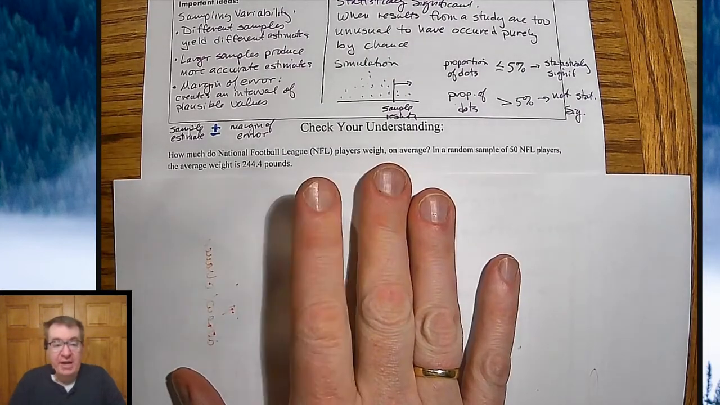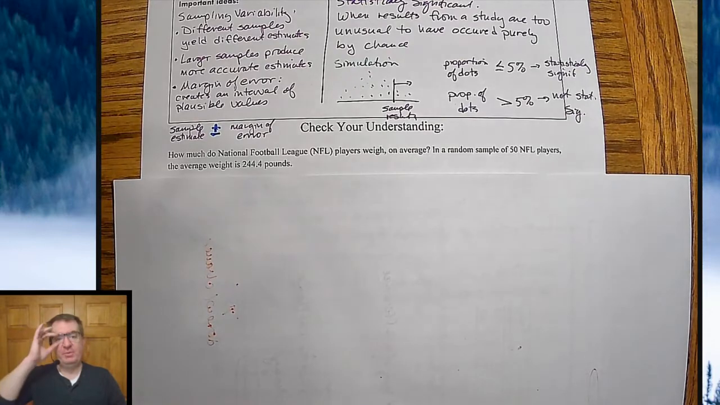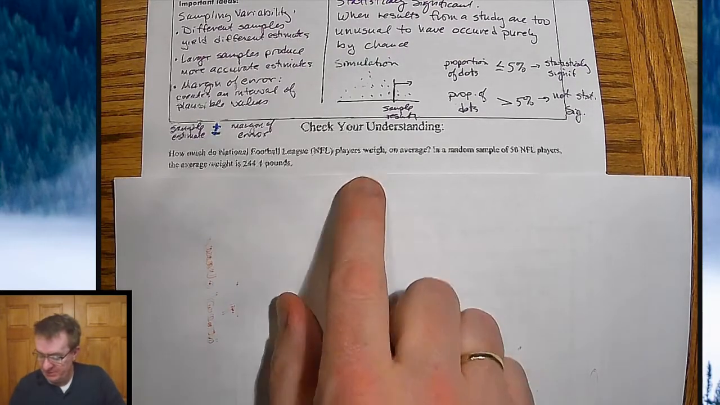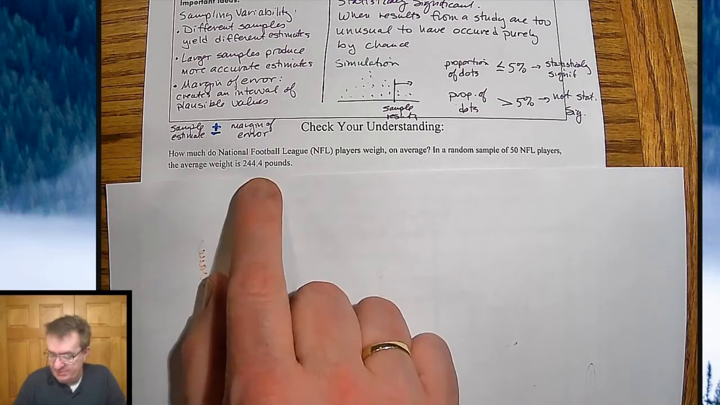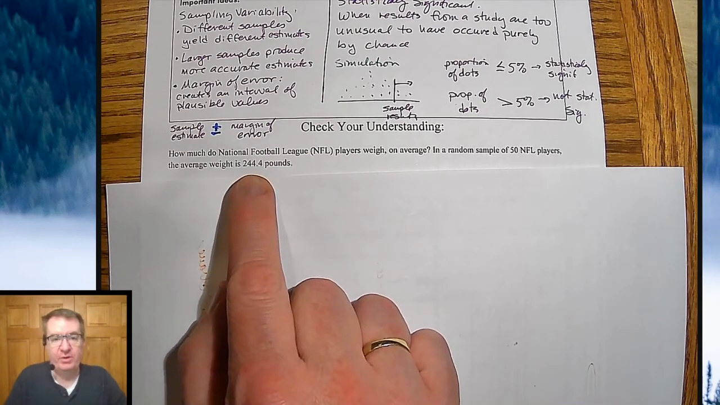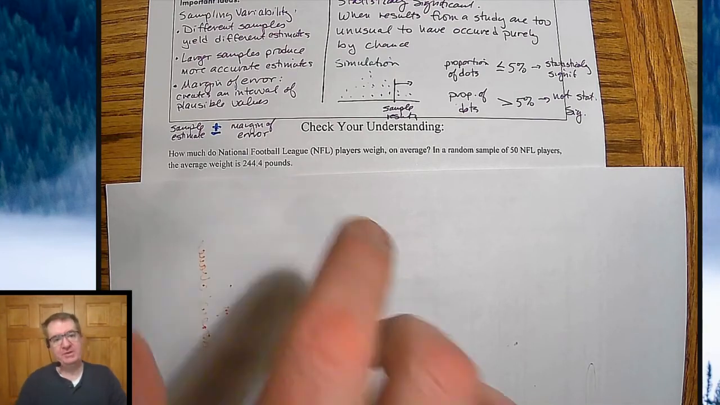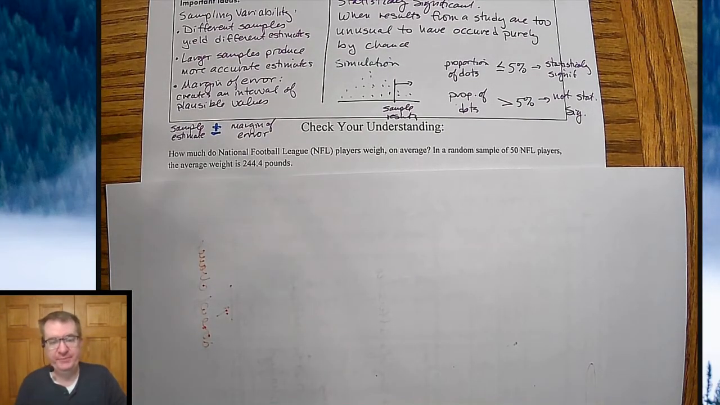So for the check your understanding, we're going to talk a little bit about pulling samples out of the National Football League, specifically players, and you're going to average 50 of them. You're going to say, okay, that sample has an average weight of 244.4 pounds. So hit pause, answer the questions. See you in a minute.